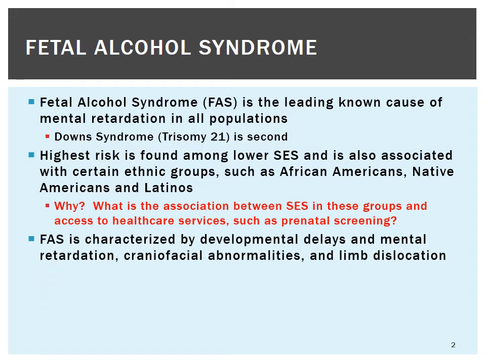So what do we get with FAS? It's characterized by developmental delays. In other words, these children are not going to meet the developmental milestones that we talked about early in the semester. Remember that big chart? They're going to be significantly delayed in terms of that. We already mentioned they're going to be mentally retarded, and they're going to have craniofacial abnormalities. They're going to look different. They're going to look somewhat like someone who does have Down syndrome. I'll show you some pictures to illustrate that in just a minute.